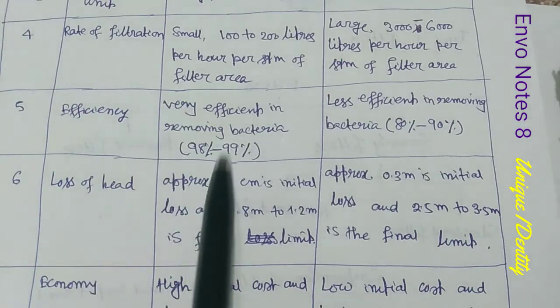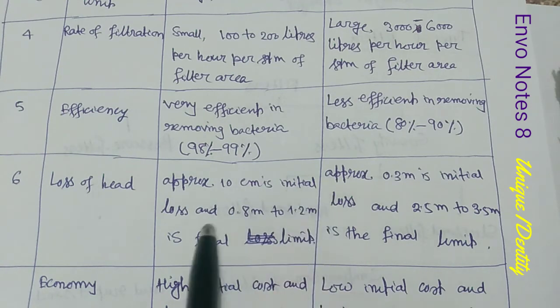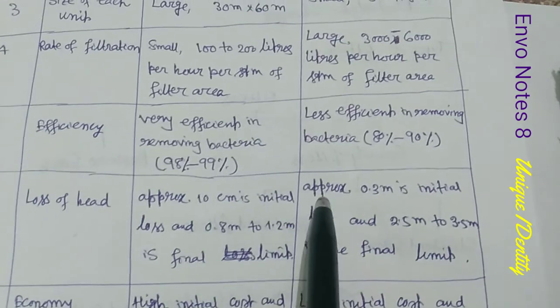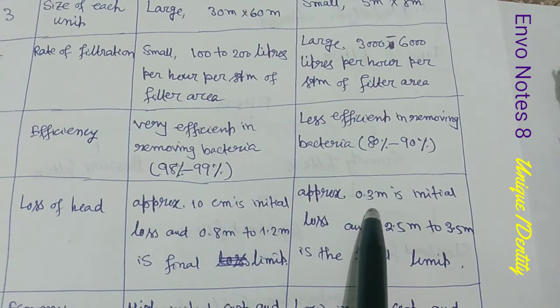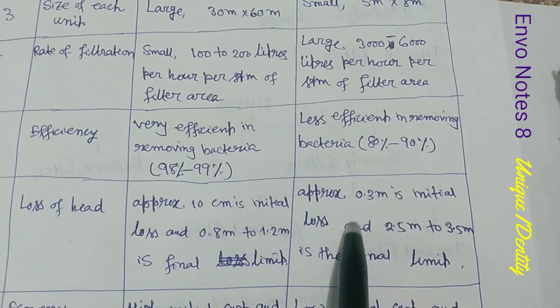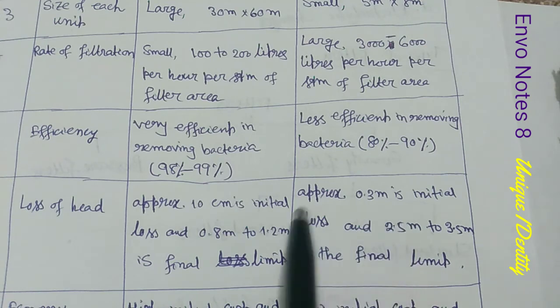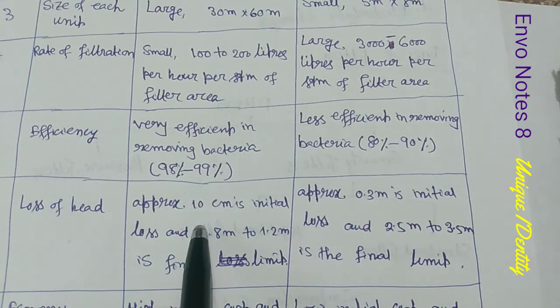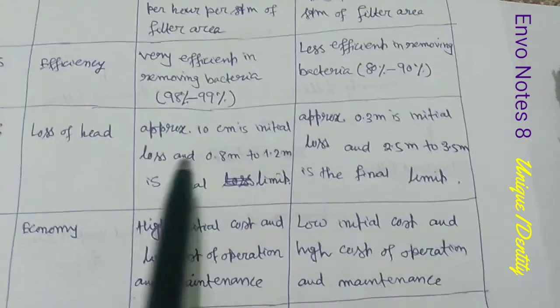And loss of head. For slow sand filter, it is approximately 10 centimeter initial loss, and 0.8 meter to 1.2 meter is the final limit. And for rapid sand filter, it is 30 centimeter, that means 0.3 meter initial loss, and 2.5 meter to 3.5 meter is the final limit. So loss of head is greater in rapid sand filter compared to slow sand filter.